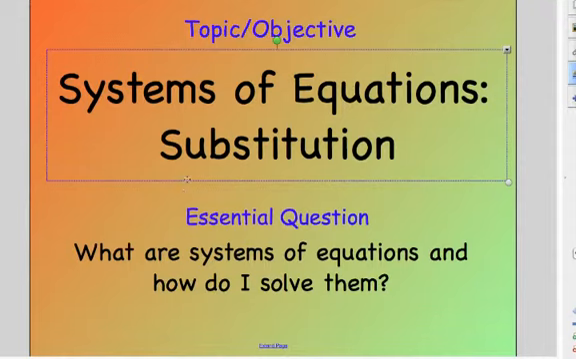This is just one other way we can find the answer when you're given two equations, and you need to find the one solution that works for both of them. So, let's take a look at what we got here.